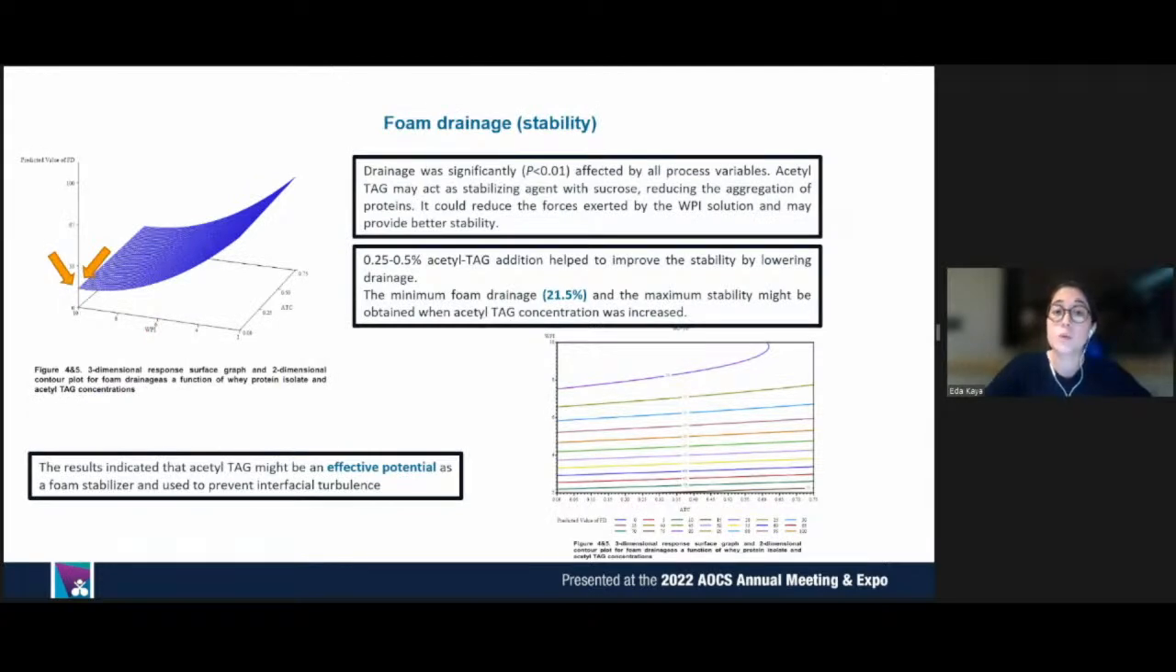Drainage or stability was also an important parameter for us. We figured out that 0.25 to 0.5% acetyl-TAG helped to improve the stability by lowering the drainage, which is serum between the air bubbles, this thin layer. The minimum foam drainage was obtained as 21.5 when we increased the acetyl-TAG between these ranges. So these results show us that acetyl-TAG might really be an effective option for use in commercial foam applications.